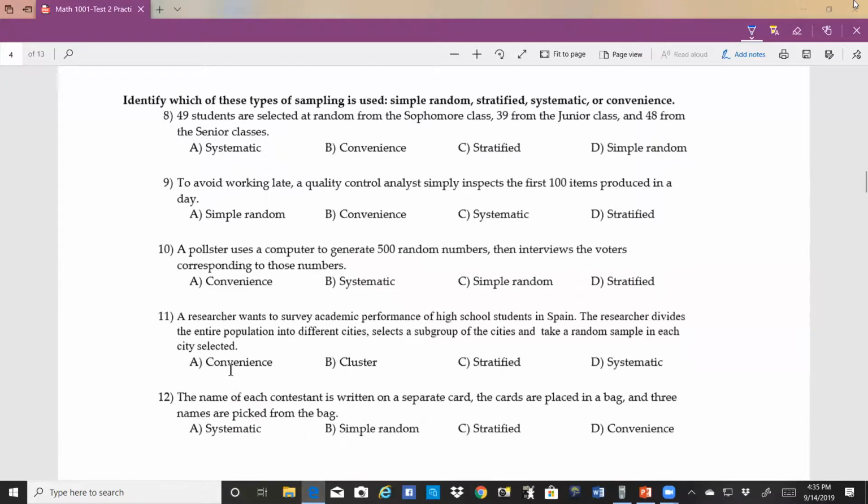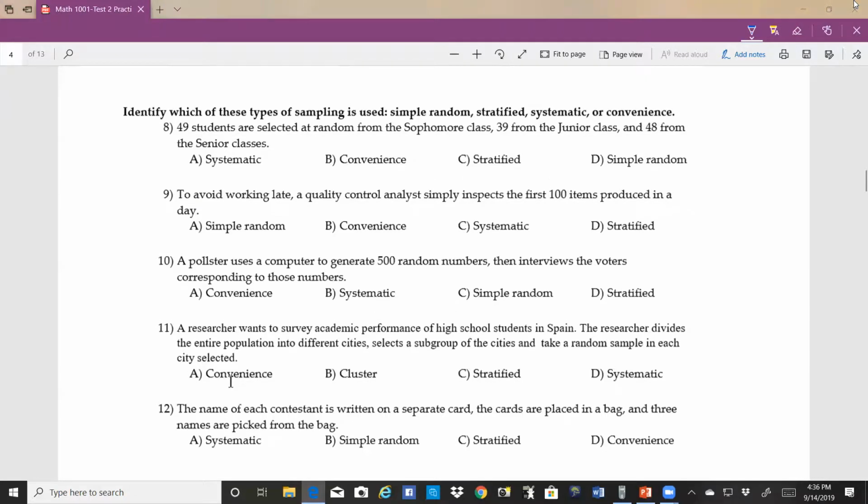Now we're going to talk about sampling. As we talked about before, when you're doing some kind of a study of any population, you want to figure out the best sampling method, which would lead to maybe the most accurate results. In some cases you want to do it as low cost as possible and yet still be accurate. Here are some examples, and we need to figure out what the sampling method is.